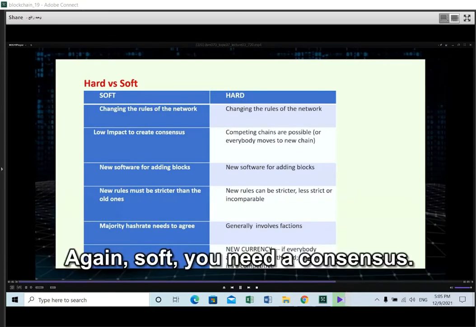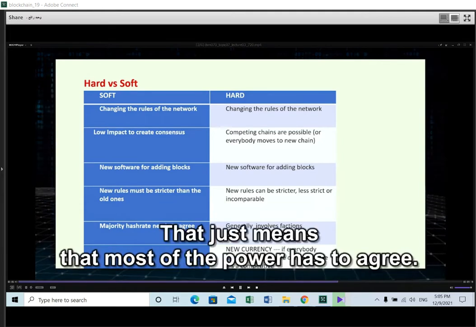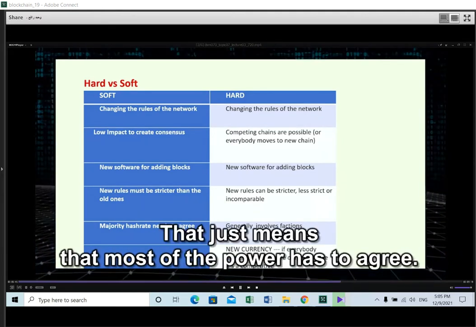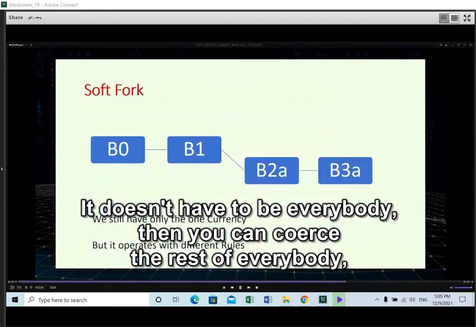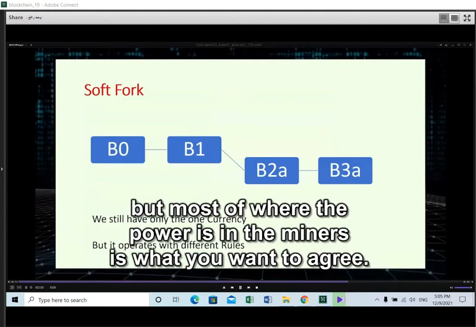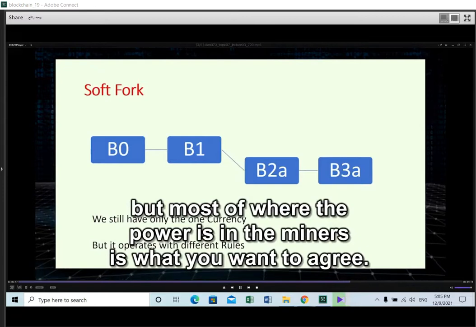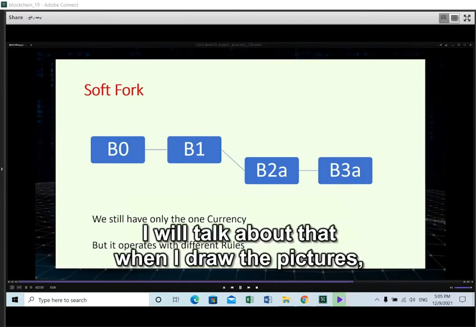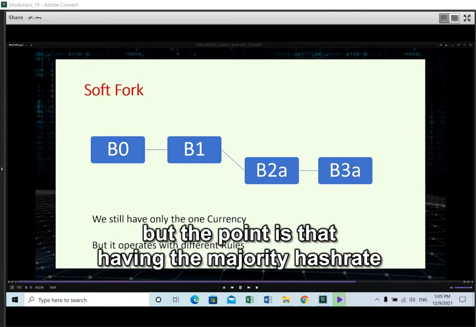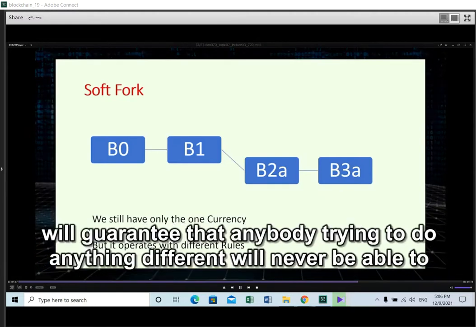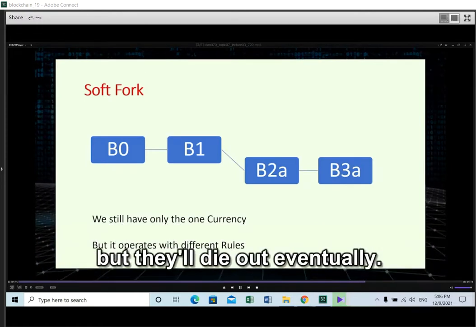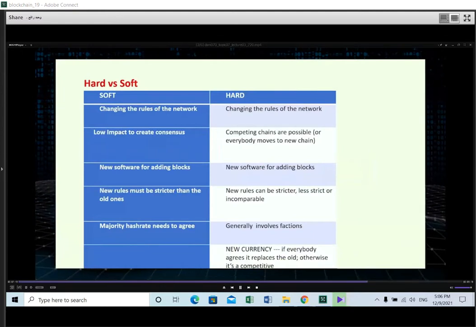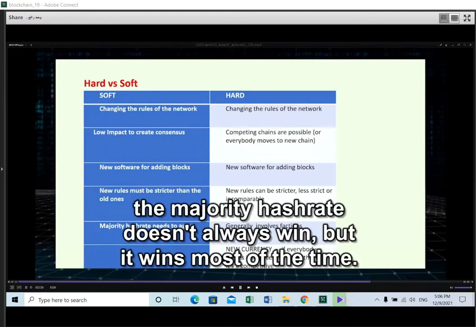So again, with a soft fork you need a consensus. That just means that most of the power has to agree. It doesn't have to be everybody, because then you can coerce the rest. But most of where the power is in the miners is what you want to agree. That will guarantee, and I will talk about that when I draw the pictures, that having the majority hash rate means anybody trying to do anything different will never be able to, or at least they might for a little bit be able to make the longest chain, but they'll die out eventually. Because once you get the majority hash rate, it doesn't always win, but it wins most of the time.